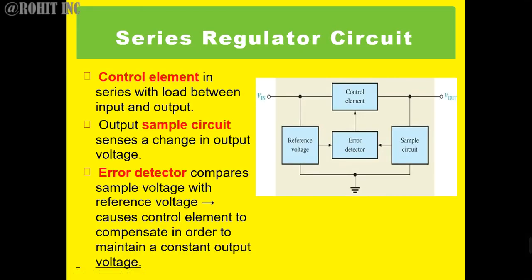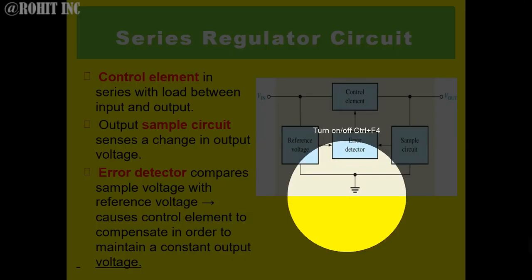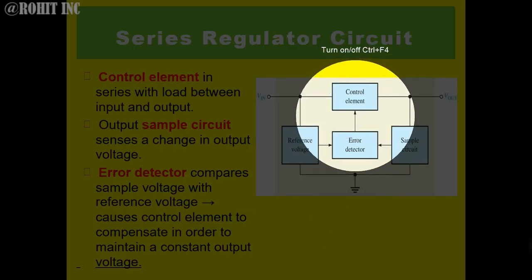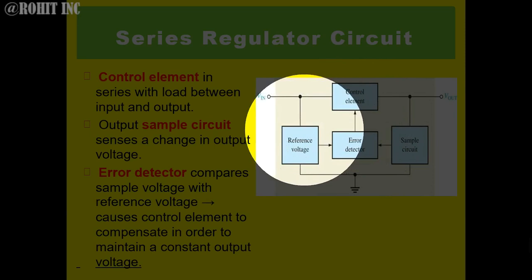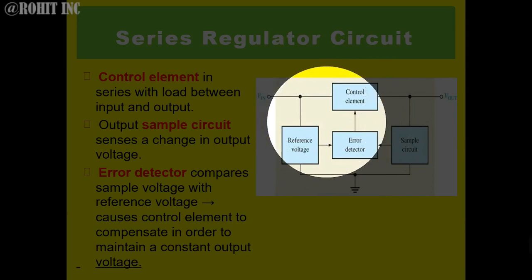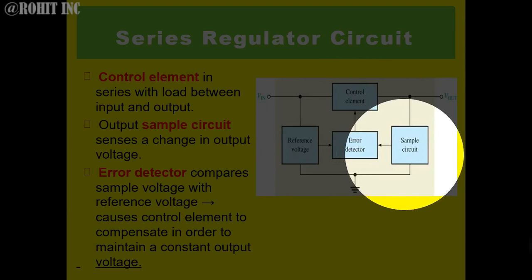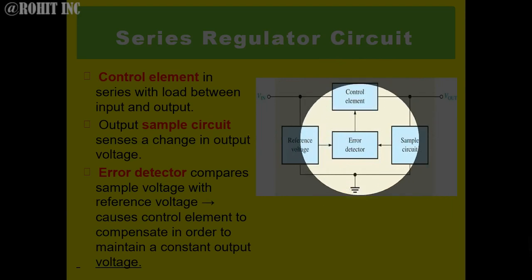So in the series regulator circuit, as you can see, we have four elements, and those four elements are given by four blocks here. You can see the first element as the control element. First we can go for the reference voltage, then the control element, and then the sample circuit. In between we have an error detector. Now we need to understand what all of these are.